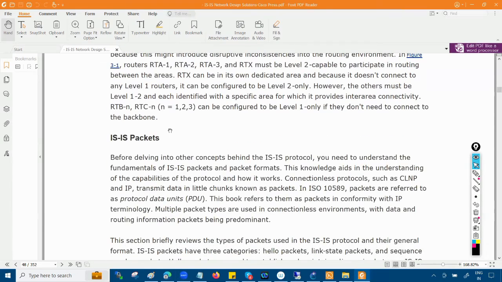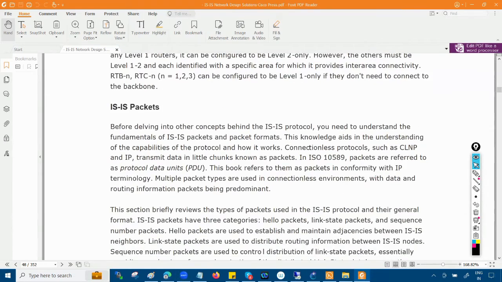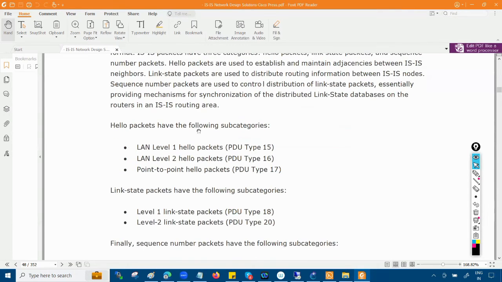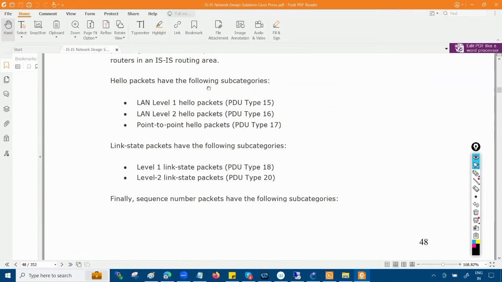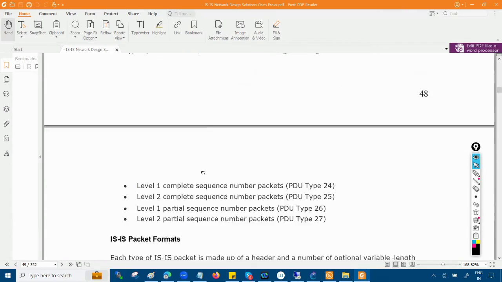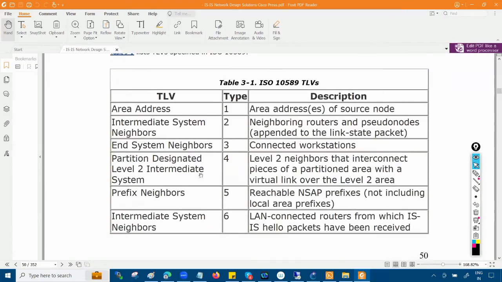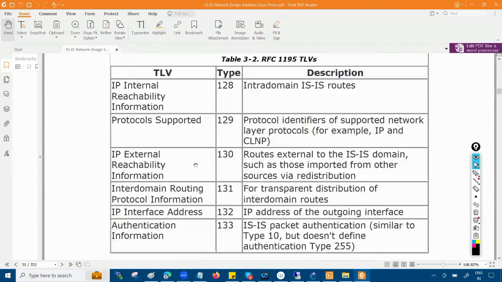So I said that this is one of the books that I use to refer to the ISIS protocol. Apart from this book, I have lots of ISIS protocol books, but eventually, at the end of the day, this book will be finished.